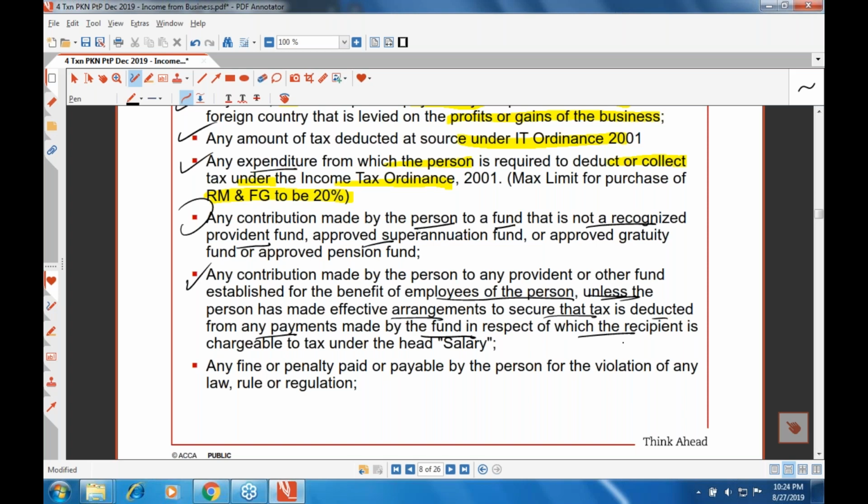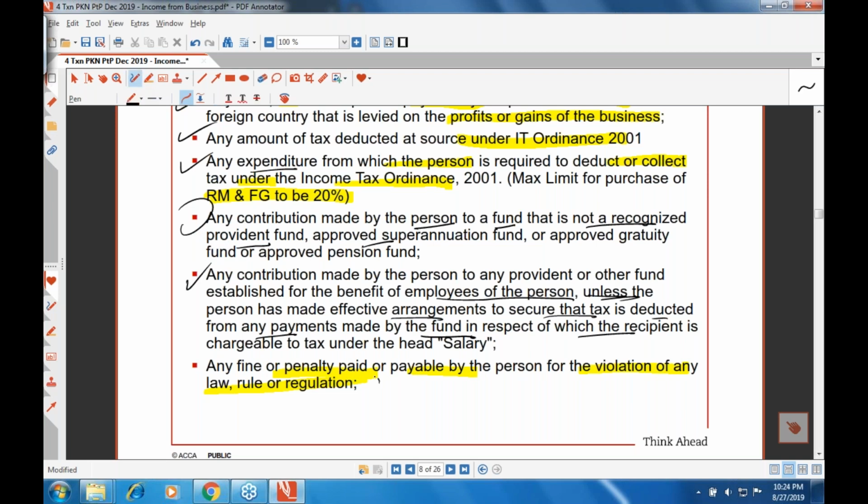You as an employer, you as a business contribute to a fund which is unrecognized. So you cannot claim expense, but you can claim expense if you have made an arrangement to have the tax deducted from the payments made to the employee. So if the payments are going to be made to the employee out of those funds, then there is going to be deducted. Then the next thing is, it says any fine or penalty paid or payable by a person for violation of any tax, rules, law, or regulation.